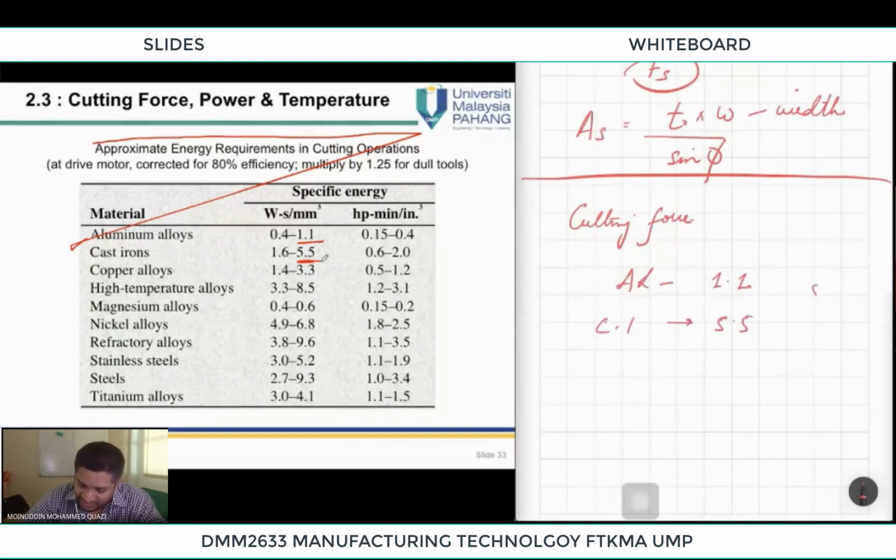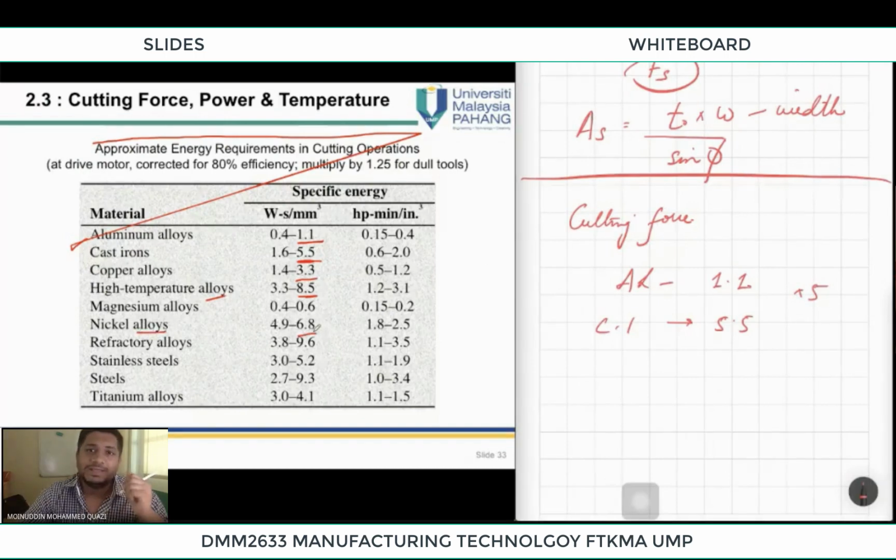This is 5 times. So if I'm cutting aluminum, it is very easy. If I'm cutting cast iron, I need to apply 5 times more energy than aluminum. Copper, a little bit soft, is in the middle, so 3.3. High temperature alloy, 8.5, quite high. Nickel alloy is 6.8, very, very difficult.